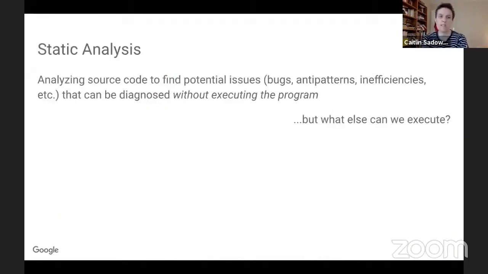I'm going to talk specifically about static analysis, and I wanted to refresh the definition: analyzing source code to find potential issues like bugs, antipatterns, inefficiencies, etc. So, problems in code, although you can use static analysis for other purposes. The key distinction is that you can diagnose these problems without executing the program. But what else could we execute?